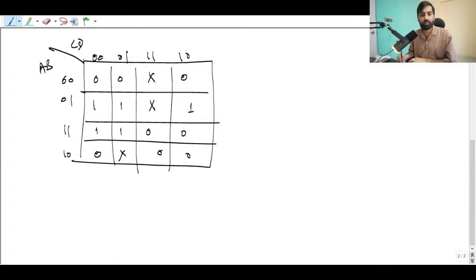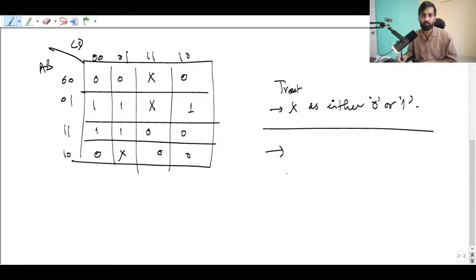Now you have to combine them. So how to combine this? What you have to do here is treat this x as either 0 or 1. It is very useful. When you are combining ones, you can also take these don't cares so that you can have a larger group of ones, because this x is very useful.